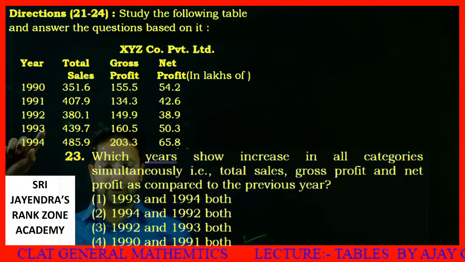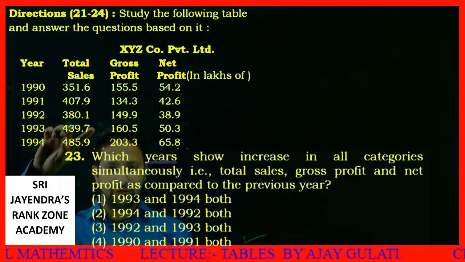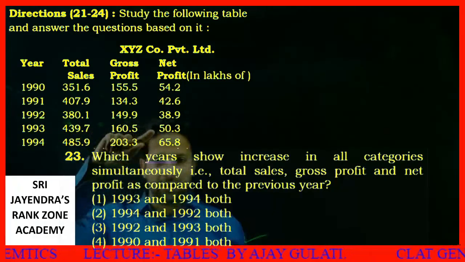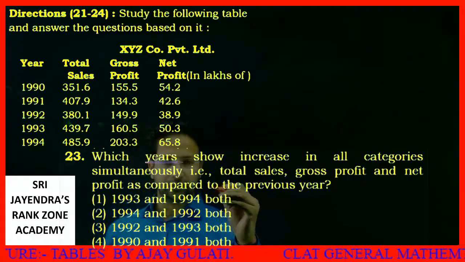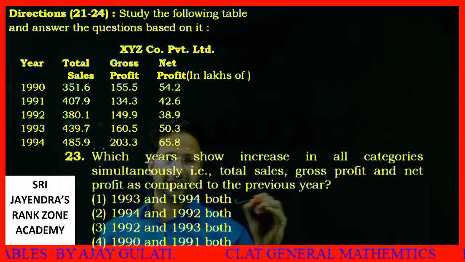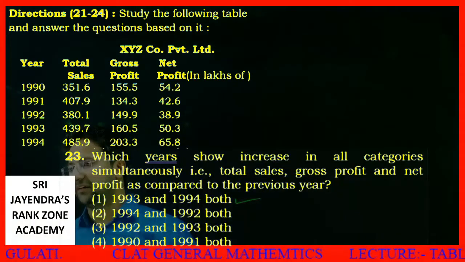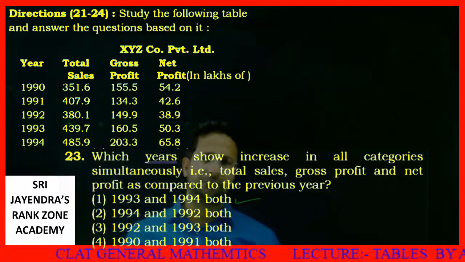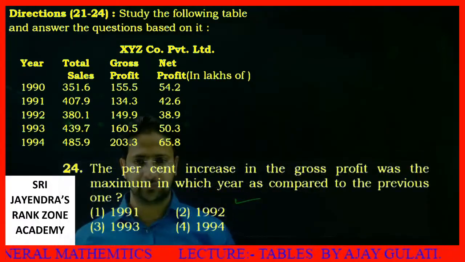93 to 94: 439, 485, yes, increase. 162 to 200, again increase. 50 to 65, again there is an increase. So option number first, 93 and 94, is our answer, and I hope it makes sense to all of you. Should I move ahead? Next question.